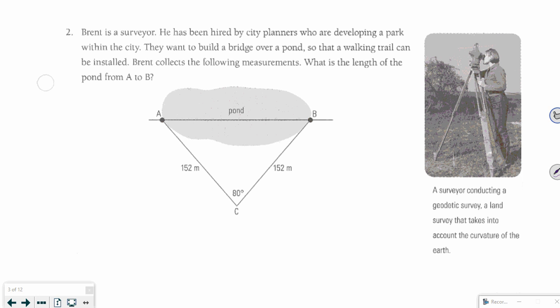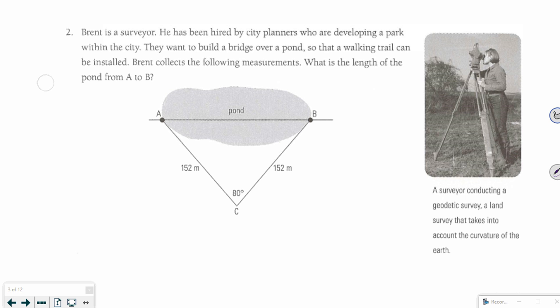Next one is a word problem. It says, Brent is a surveyor. He's been hired by city planners who are developing a park within the city. They want to build a bridge over a pond so that a walking trail can be installed. Brent collects the following measurements. What's the length of the pond from A to B? So we have all the information we need.